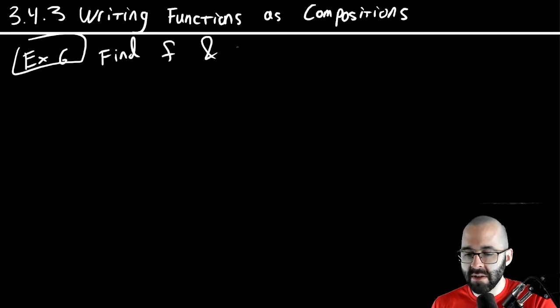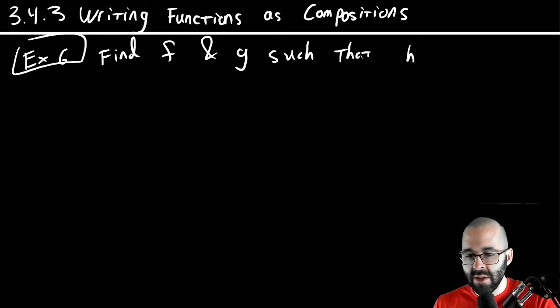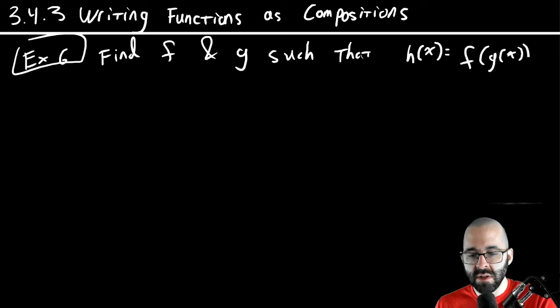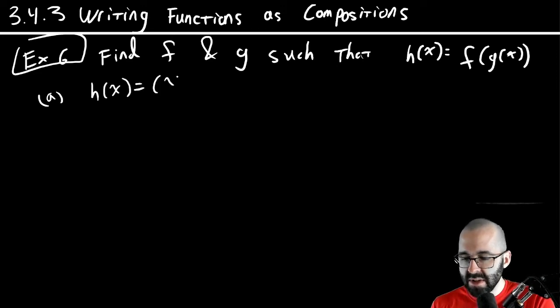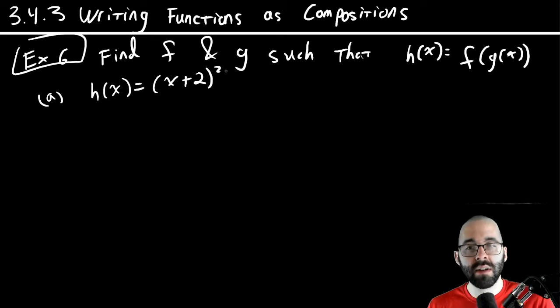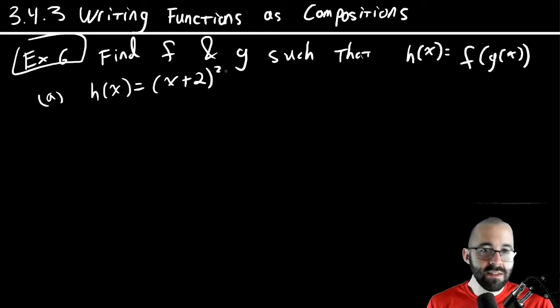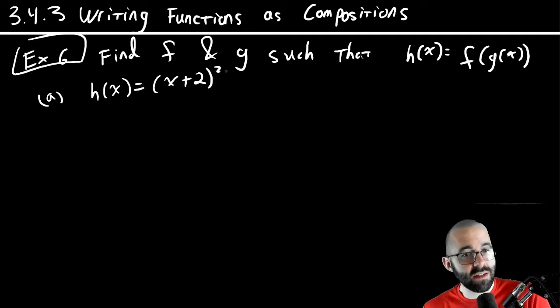Find f and g such that the function h of x is just a function composition of the earlier two. So another way of writing this is, well, hold on, let's introduce the problem. Slow down, Jason. h of x equals (x plus 2) squared. So another way of asking this is just what's an inside function and what's being done to it.